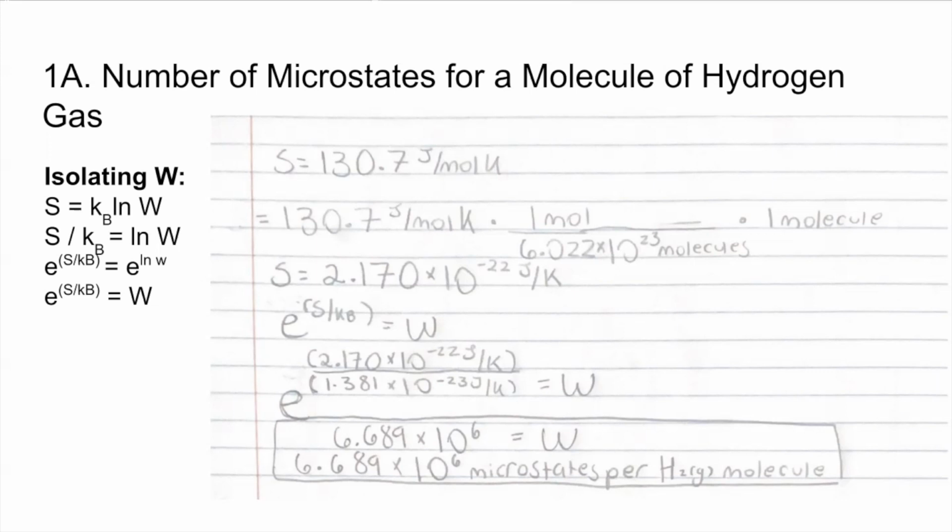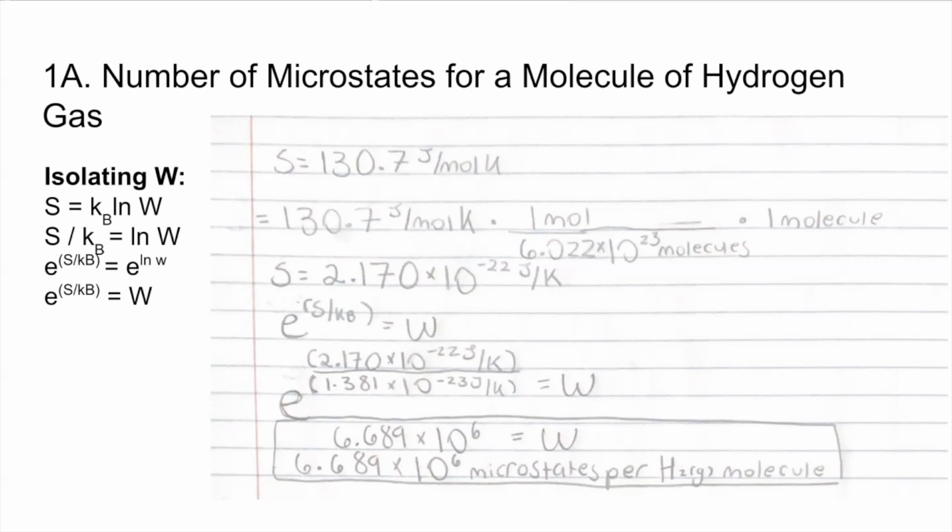S of hydrogen gas is equal to 130.7 joules per mole Kelvin. To find S for one molecule, we multiply our S value by 1 mole divided by 6.022 times 10 to the 23rd molecule. We do this step because the problem specifically asks for the number of microstates in one molecule of hydrogen gas. This gives us the value of S for one molecule, which is equal to 2.170 times 10 to the negative 22nd joules per Kelvin.